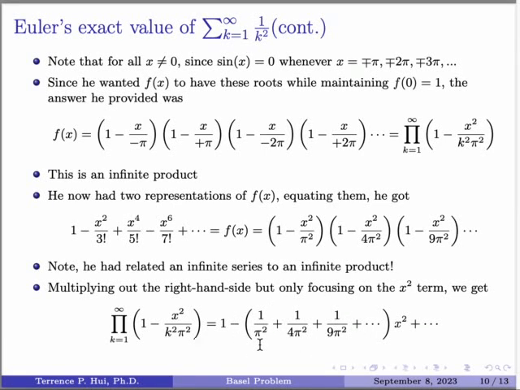If you start working with the finite product, you'll begin to see a pattern. It is negative 1 over pi squared, minus 1 over 4 pi squared, minus 1 over 9 pi squared, and so on. So if you factor the minus out, this coefficient becomes negative, 1 over pi squared plus 1 over 4 pi squared plus 1 over 9 pi squared plus dot, dot, dot. This is the coefficient of x squared. Okay? Now, this thing equals this infinite series, right?